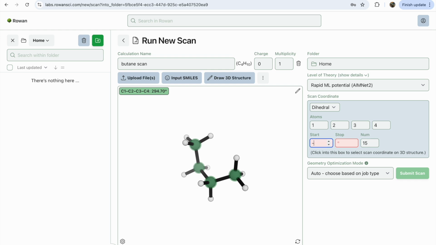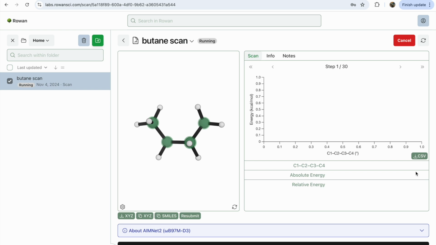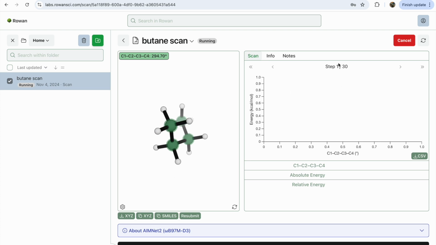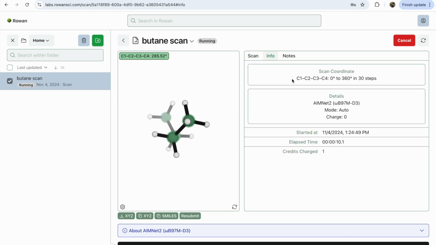So we'll scan from 0 to 360, and then we will look at 30 points for this. And we'll say, go. So this is going to queue a series of constrained optimizations like we talked about. So we selected 30 different steps. So at 30 different coordinates, we will run constrained optimizations. And we're going to be doing this using the AIMNet2 level of theory, which is a machine learning interatomic potential that provides very fast and quite accurate results for studies like this.